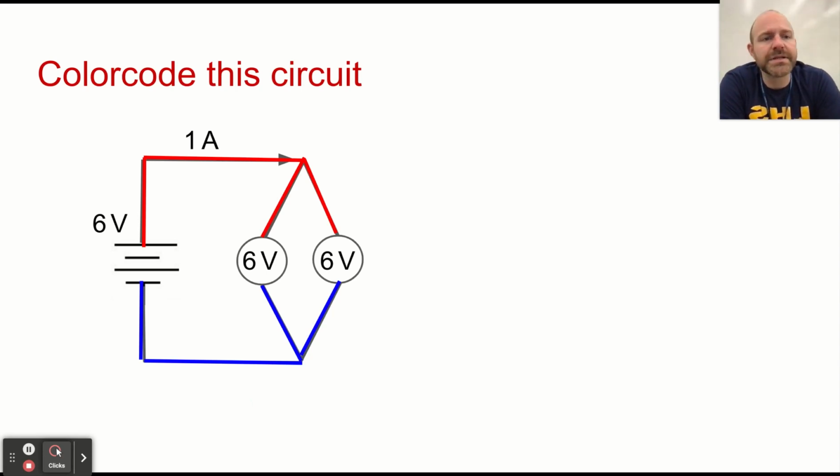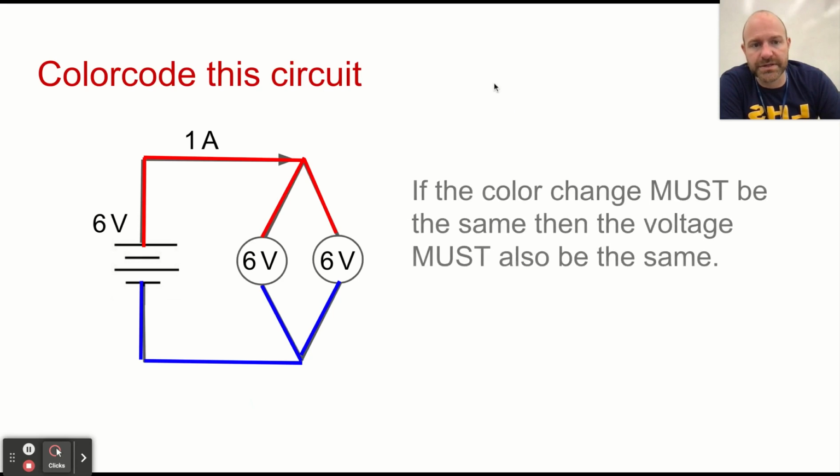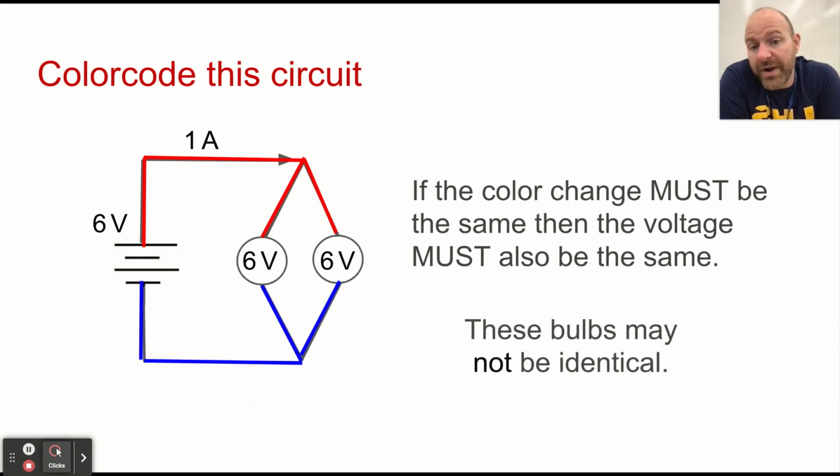And you probably saw some of this when you did the Introduction to Circuits lab, or will when you do the Introduction to Circuits lab. If the color change must be the same, then the voltage must also be the same, right? If there's no other option other than going red to blue for each of those, then they each have to have the same voltage as the battery. And that's something special about a parallel circuit. These bulbs don't have to be identical. No bulbs do, but in this case, they still would have the 6 volts across them. They just would have different currents running through them.